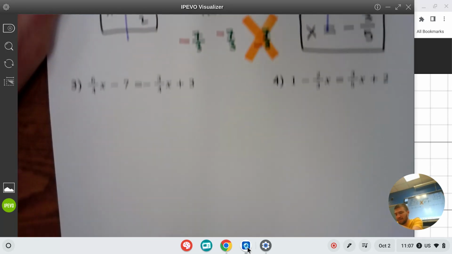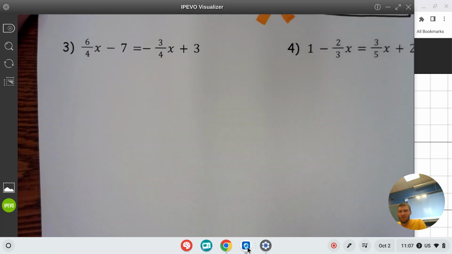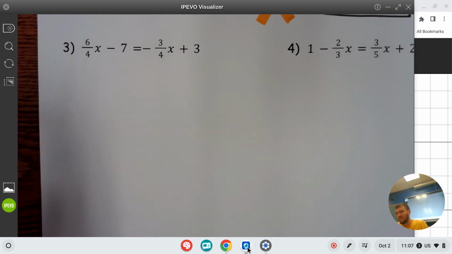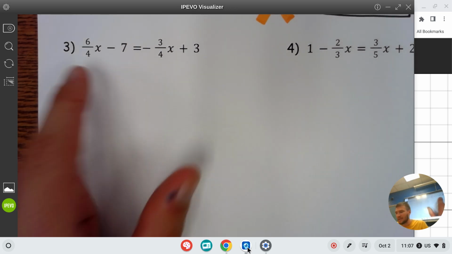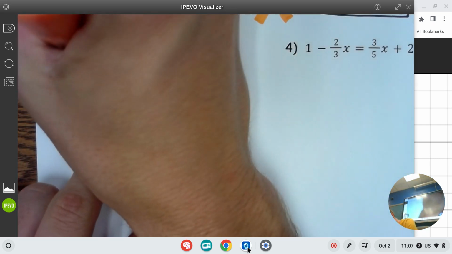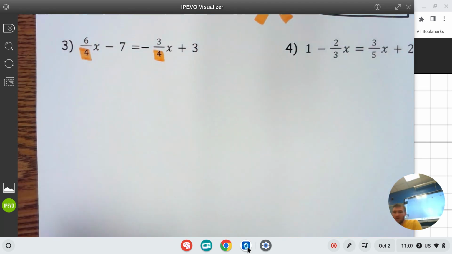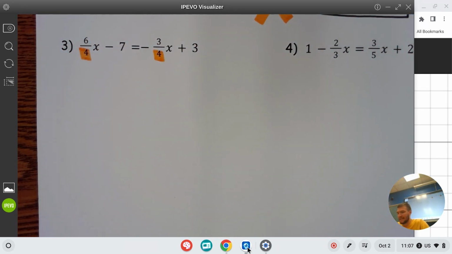All right, moving on. We got 2 questions left. We're going to go quickly. These questions have fractions. We need to eliminate fractions. For question number 3, what are we going to do to eliminate fractions? We did it on the quiz on Friday. Question number 3. I see that we have 4 and 4. So what's the strategy? I heard somebody say multiply, and they were correct.